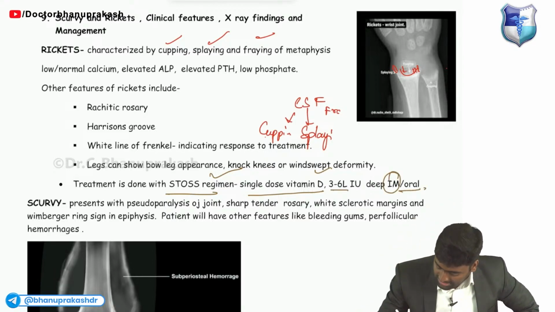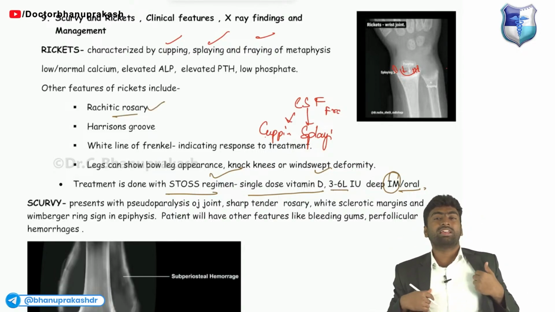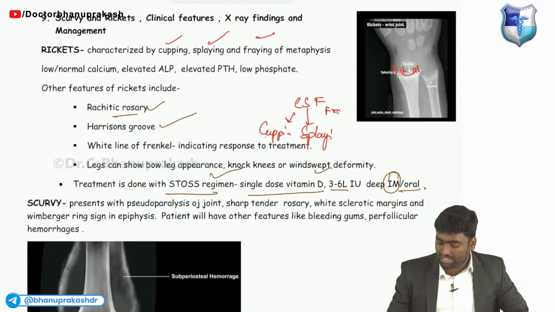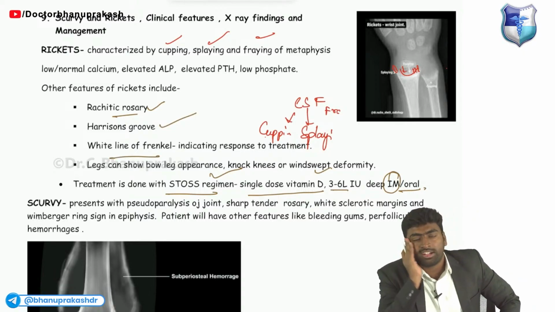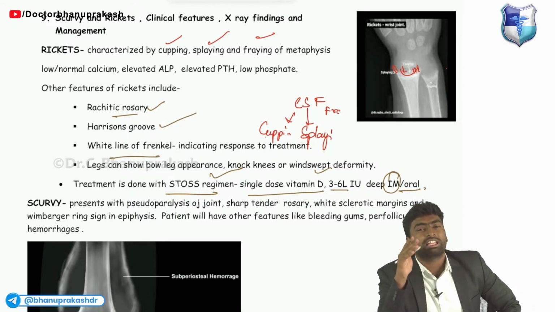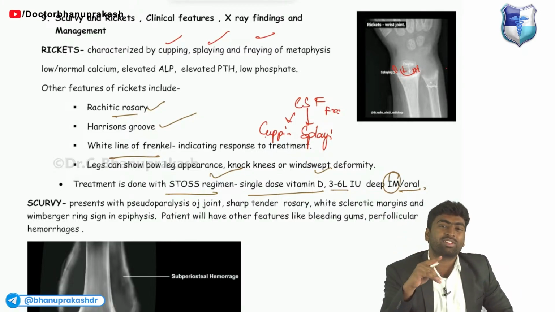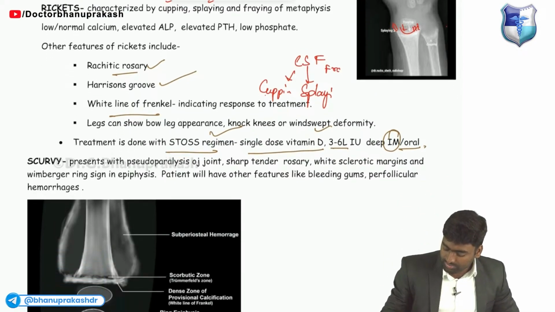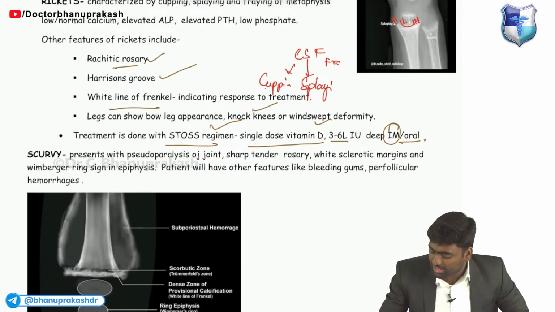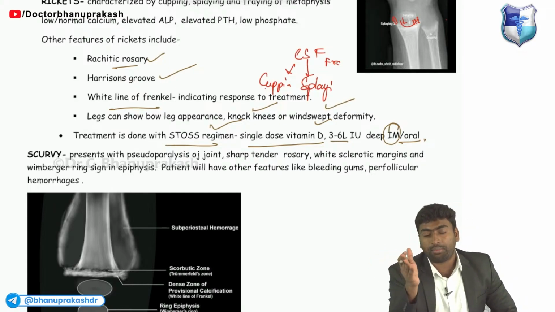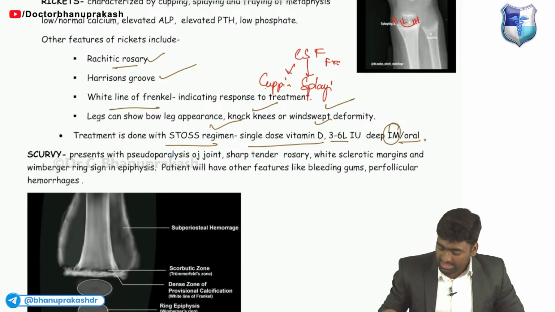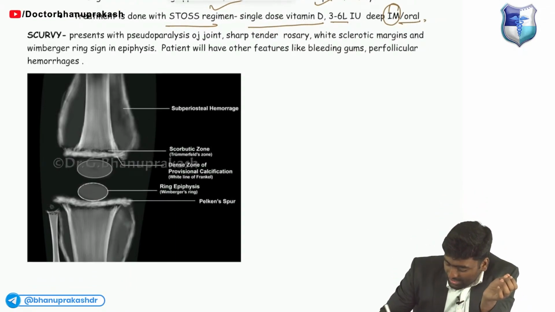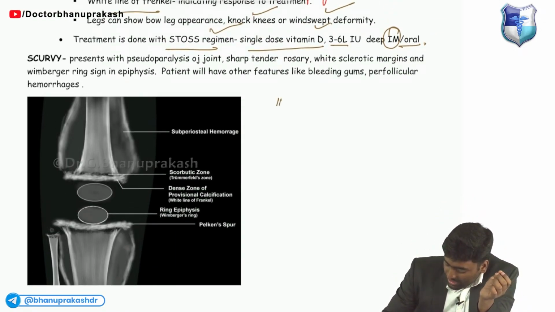Here you will be able to see rickety rosary, and because of the diaphragm pull on the ribs, there will be Harrison's groove. You will also see a line known as the white line of Frankel. When you start giving treatment, new calcification will be happening. It is known as white line of Frankel. Next, the legs will have knock knees, or windswept deformity, genu varum and genu valgum.